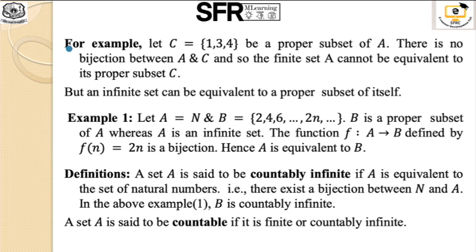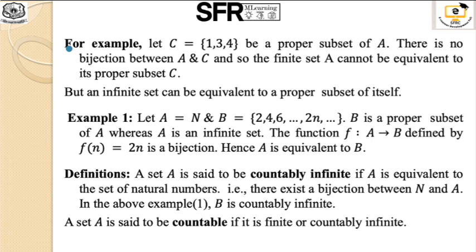Here, take example 1. The set A is the set of all natural numbers and the set B is the set {2, 4, 6, ...}. So, B is equivalent to A. Why? Because between A and B there is a bijection. We have seen it in example 1. So, the set B is countably infinite. Whenever you take a set, to say it is countably infinite we have to prove that both the set and N are equivalent. That is why we have proved the existence of a bijection between the sets A and B. So, the set B is countably infinite.